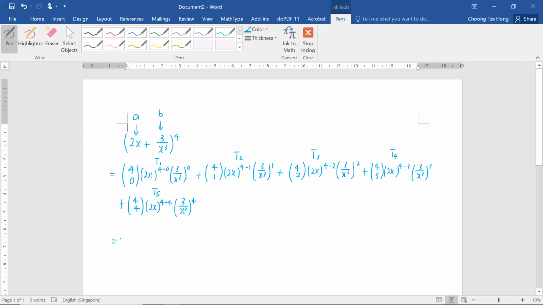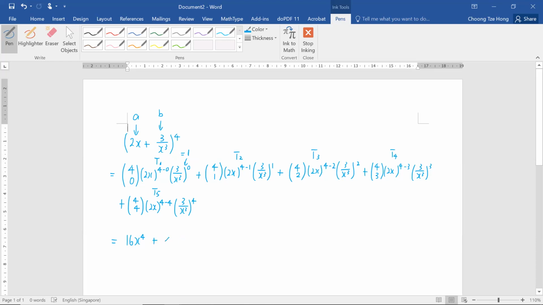Let's simplify all these terms. 4 choose 0 is 1. Then 2x to the power of 4 is 16x^4. Since this is to the power of 0, the whole thing equals 1, so there's nothing extra from the 3 over x cubed.